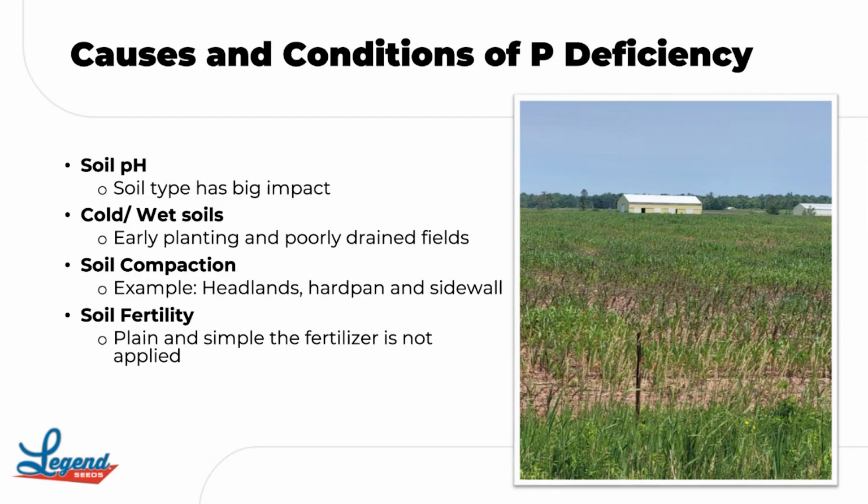We talked pH because that was a big thing initially. That soil type and pH has a huge impact, as in the graphs we've shown. Also, early planting and poorly drained soils. I just want people to think on that. We are getting in earlier and earlier, so we're putting that seed, that plant, into conditions that are maybe not as favorable temperature-wise.